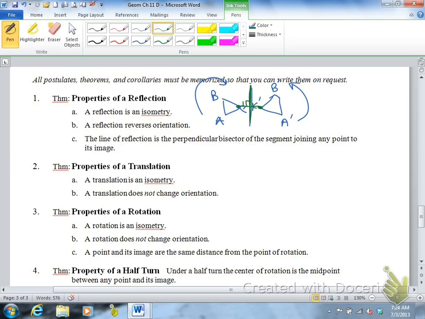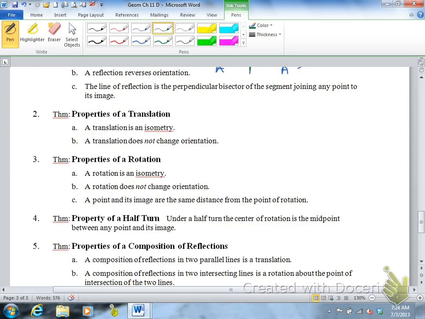Properties of translation. Translation is an isometry. So it's congruent images. One is mapped to the other. A translation does not change orientation. So if we have this triangle, and we're moving it up here, and you have ABC, you have A prime, B prime, C prime. The orientation is not changed. It's the same orientation. And the shapes are congruent, which means it's an isometry.